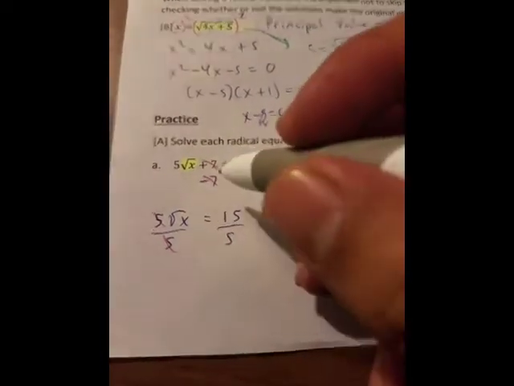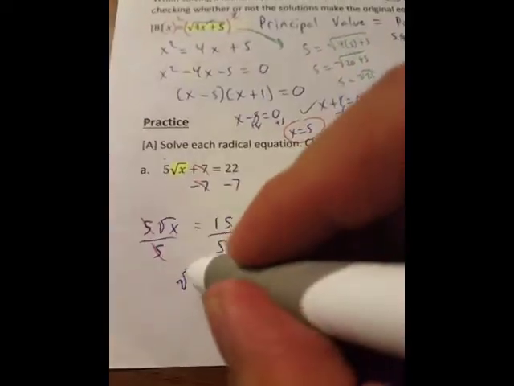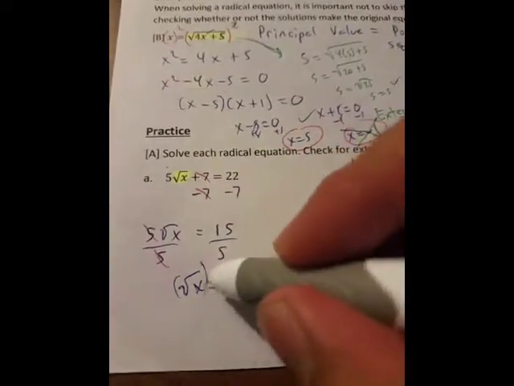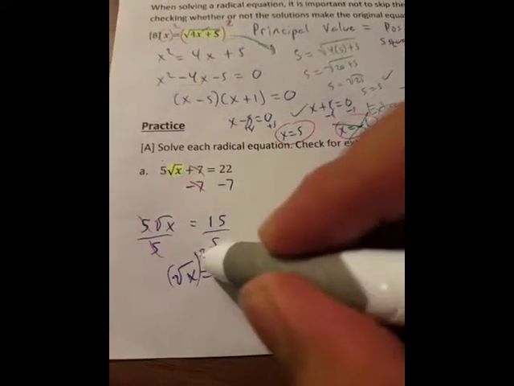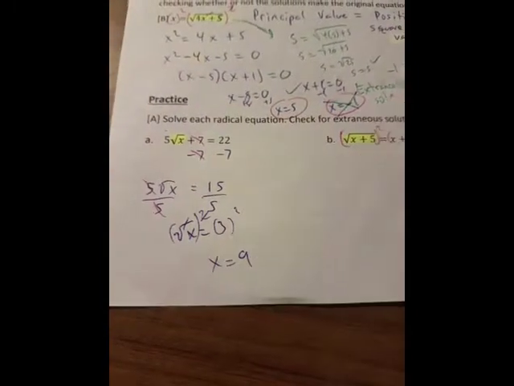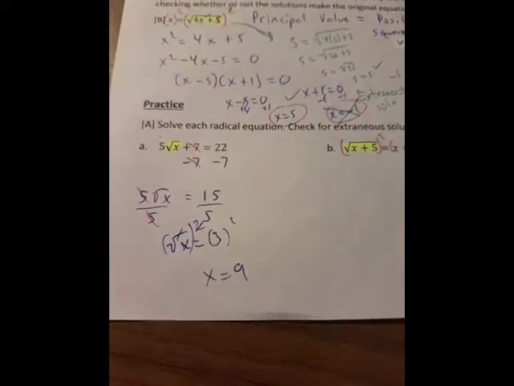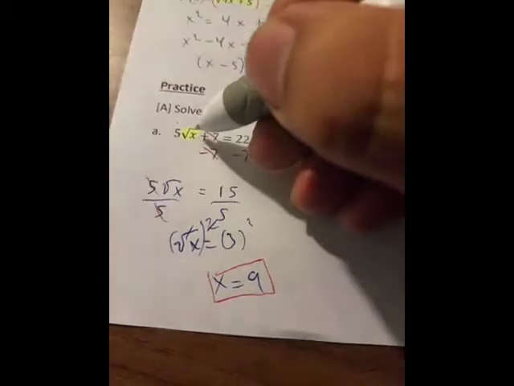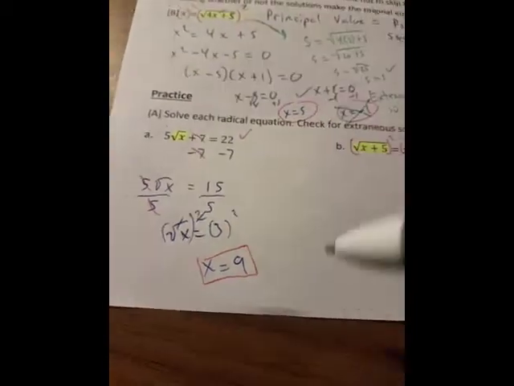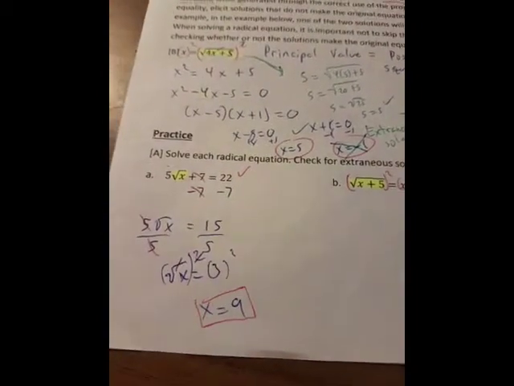So we divide by 5, square root of x equals 3. Now both sides you're going to square, because that's how you undo this, it cancels this. x equals, and that's a nice 9. That's a nice answer, and it should work out. Square root of 9 is 3. 3 times 5 is 15. 15 plus 7 is 22. Nice. Worked out just fine like that.